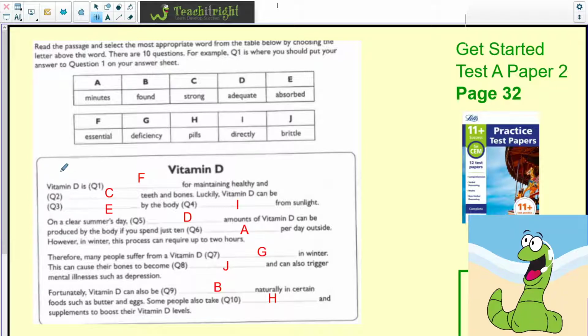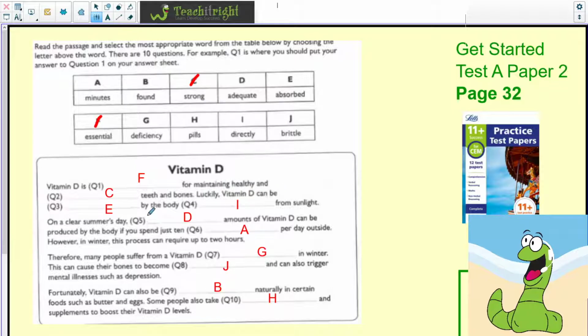So vitamin D is something for maintaining healthy. Now, it is essential for maintaining healthy teeth and bones. Well, your teeth and bones, as you know, you need to make sure that we have vitamin D to make sure that they are strong. So we can eliminate C. So again, I'm limiting my choices for future words as well.